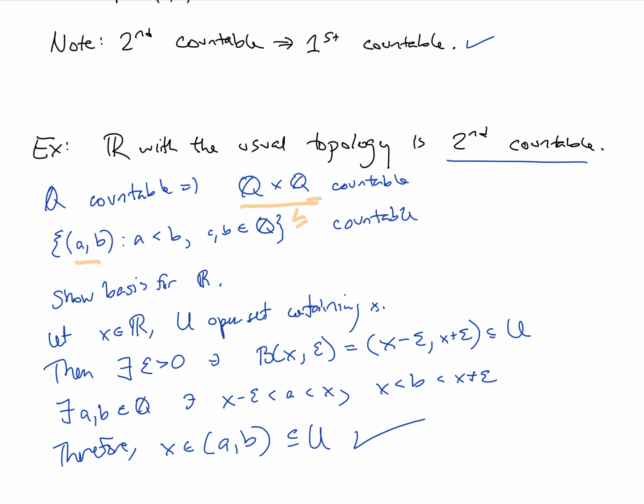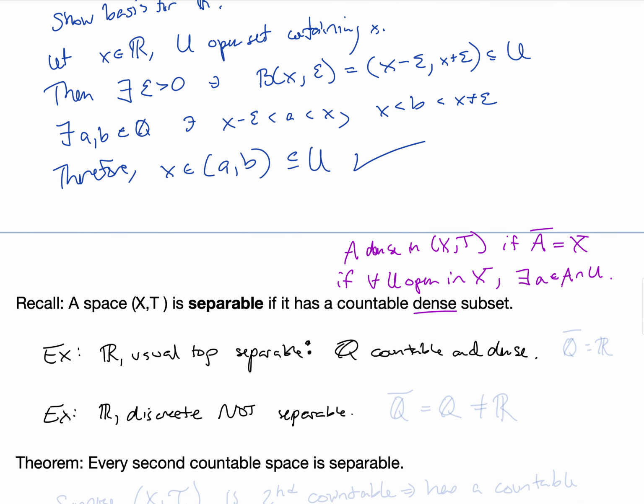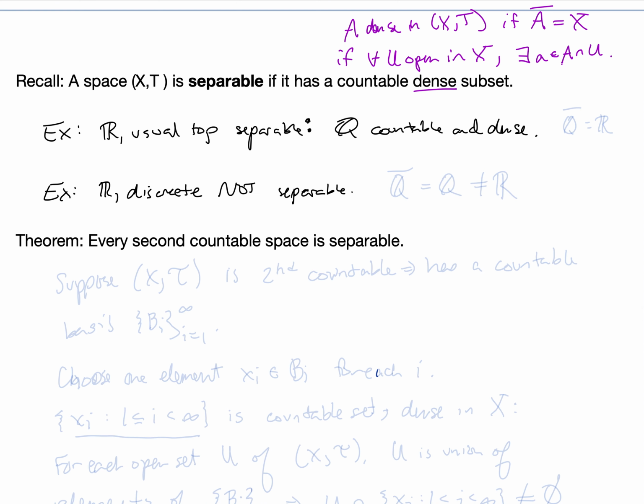Recall that a topological space (X, tau) is separable if it has a countable dense subset. So a subset A is dense in X if the closure of A is equal to the whole set X. And this is logically equivalent to saying that for any open set U in X, there is some element that is in both that open set and the set A. So we saw that R with the usual topology is separable because the rational numbers are a countable dense subset, where the closure of Q is the whole set of reals in that topological space.